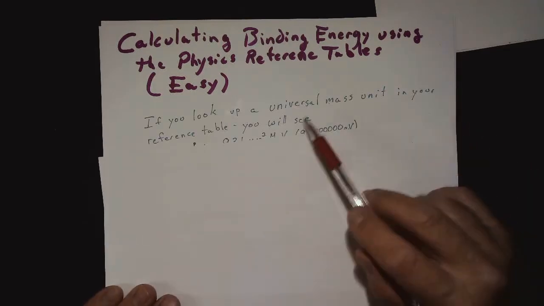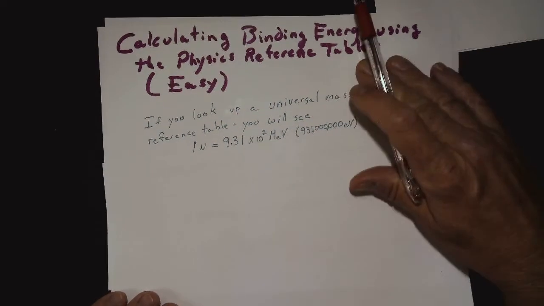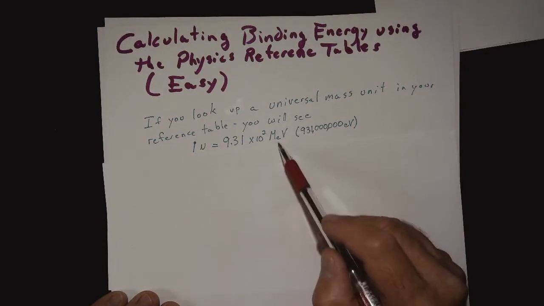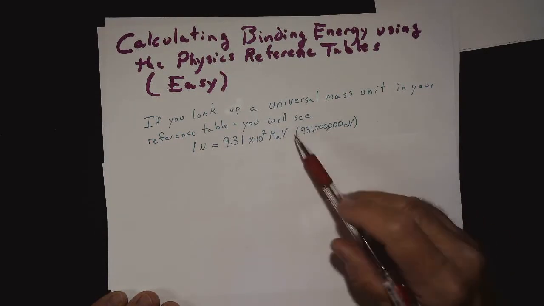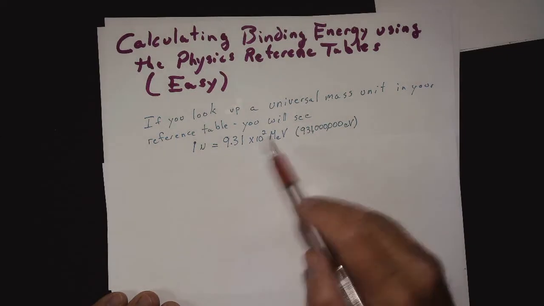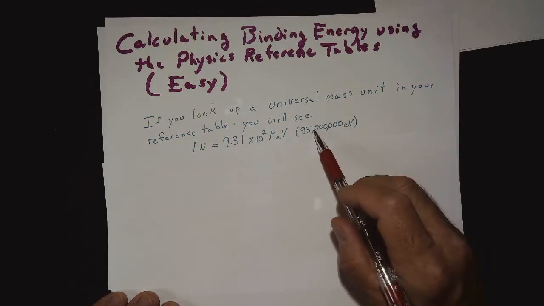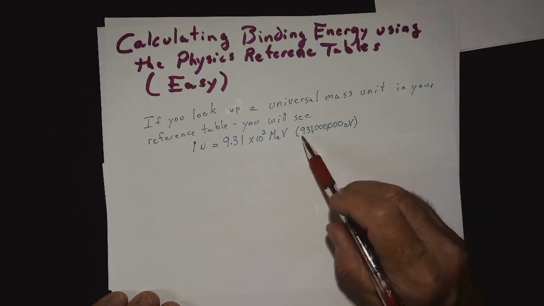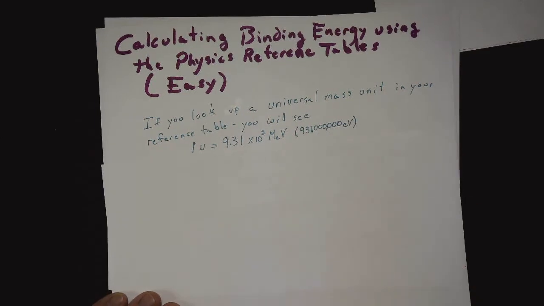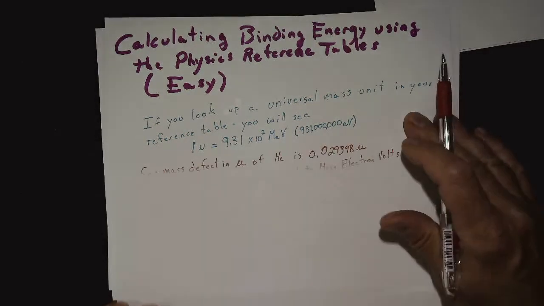So if you look up a universal mass unit in your reference tables, you will see that 1 U equals 9.31 times 10 to the second MeV. Well, an MeV is a mega electron volt. 9.31 times 10 to the second is 931. So 931 million electron volts, 931 and 6 zeros electron volts. So they've done the conversion for you directly into energy.